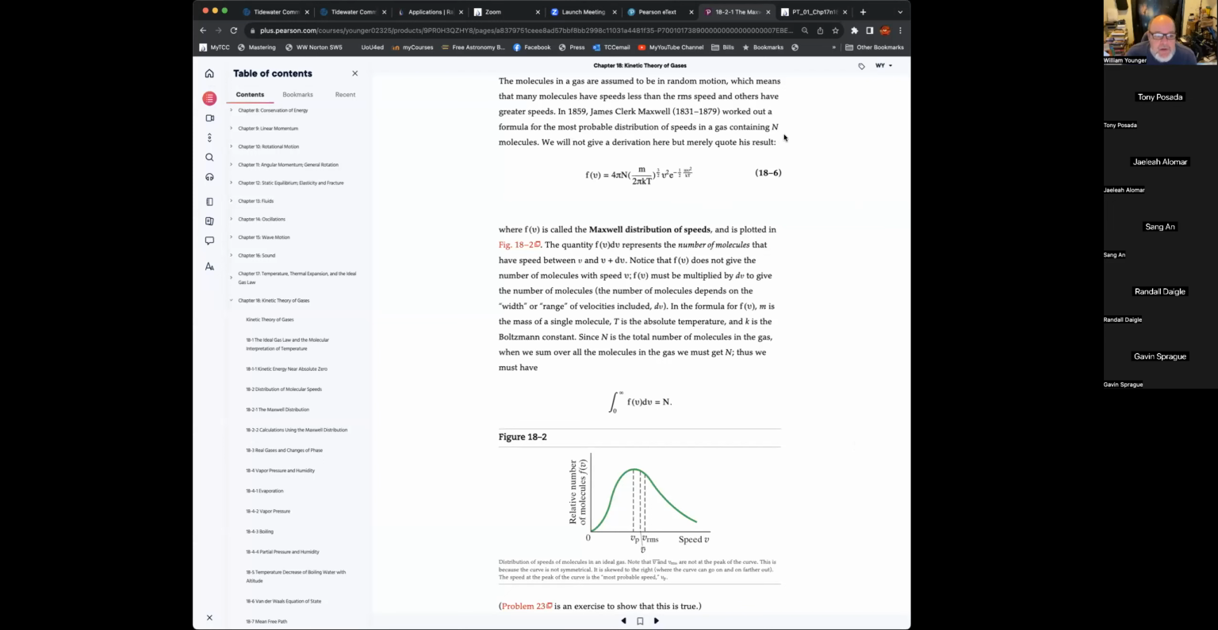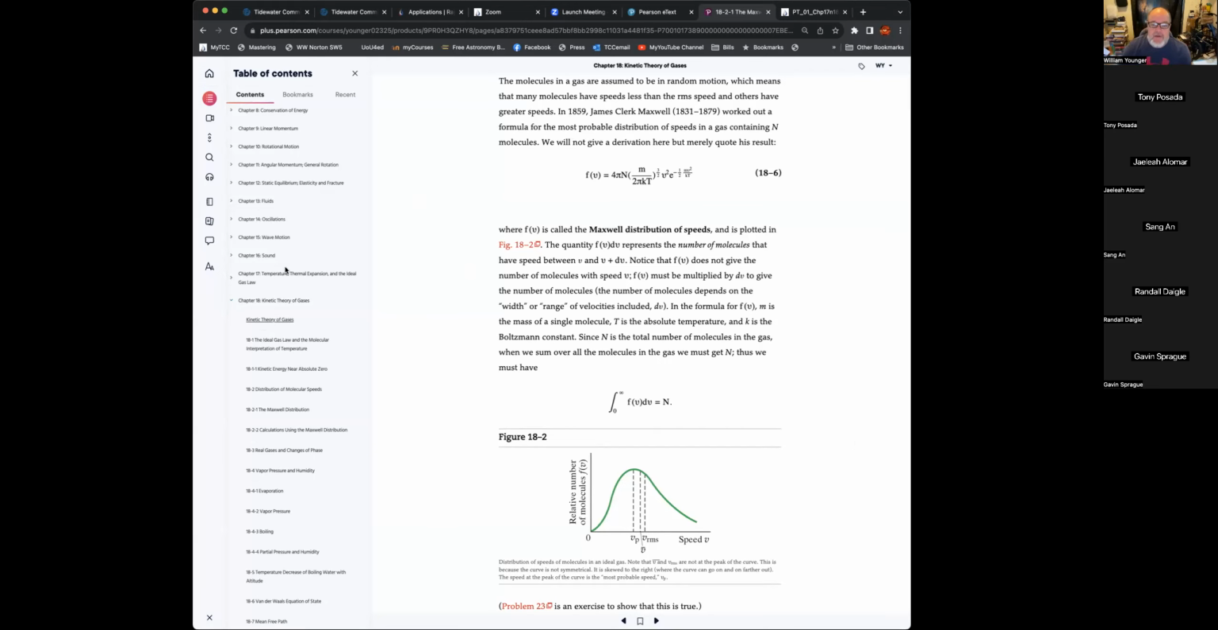So here's chapter 18. What I did do is I used the kinetic theory to basically derive the average kinetic energy per molecule in an ideal gas. And from that, we were able to figure out what the root mean square velocity is of a molecule for a given temperature, that sort of stuff. That's something you should be able to do.